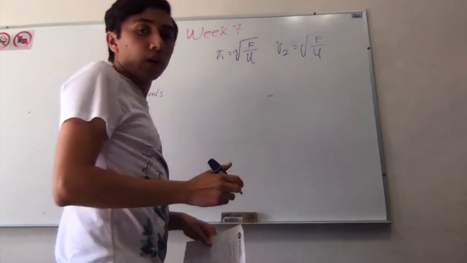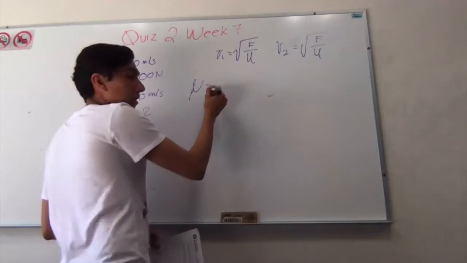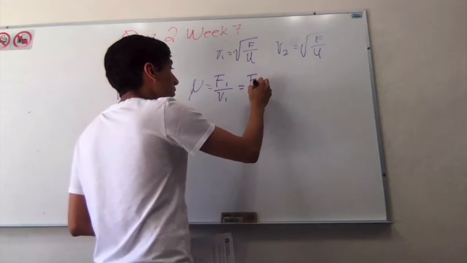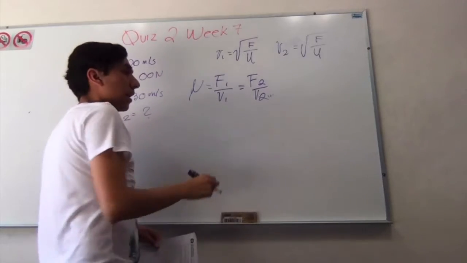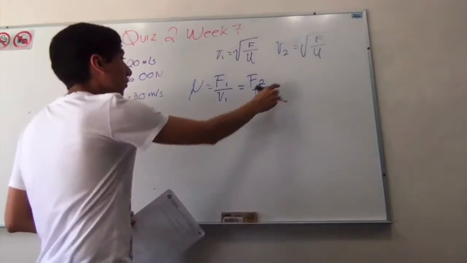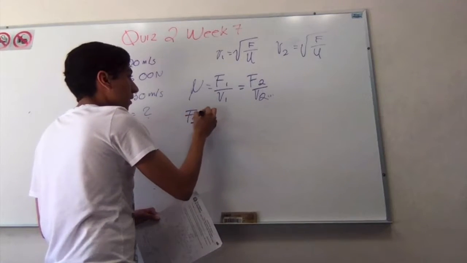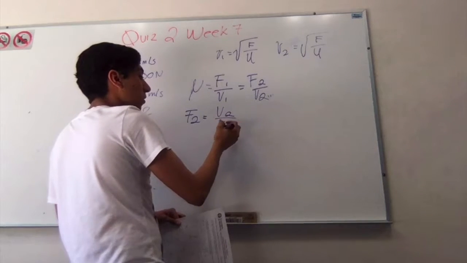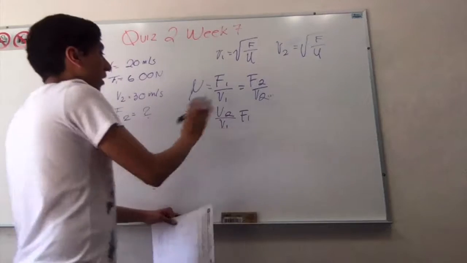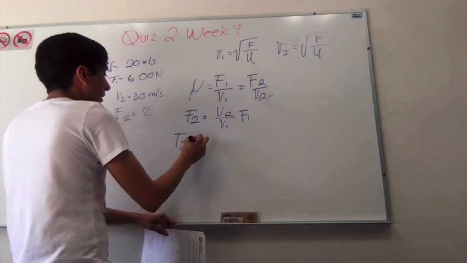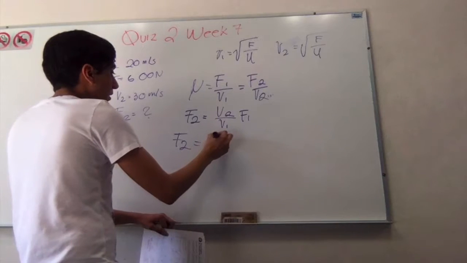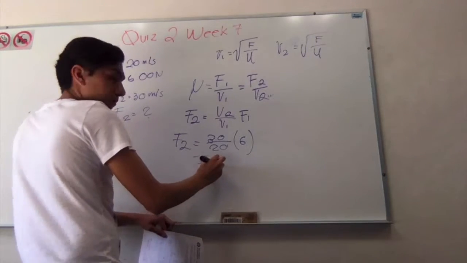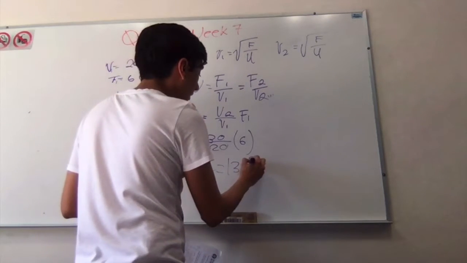We can make this equal, and we have that mu is equal to tension 1 over speed 1 squared, which would be equal to tension 2 over speed 2 squared. And okay, so we just clear for tension 2, and we get that tension 2 is equal to velocity 2 over velocity 1, squared, times tension 1, and we have all the values. So tension 2 is equal to 30 over 20, squared, times 6, and tension 2 would be equal to 13.5 newtons.